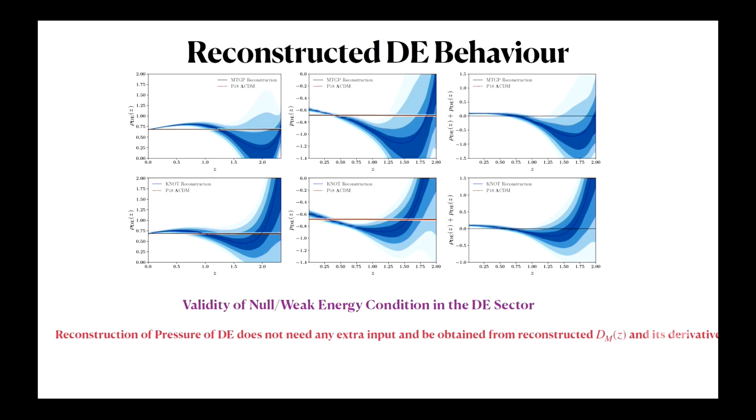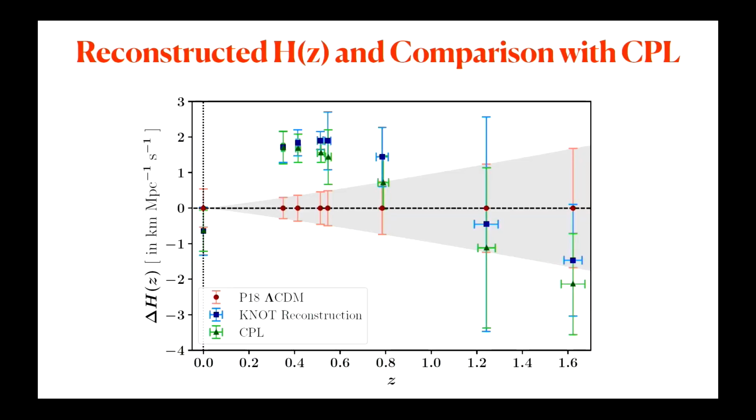Let's say you have the CPL results with the CMB, all these chains. You do the same thing for the CPL and compare with ours, fine. So these are the results. The red points are basically the Planck numbers at these 7 redshifts. The blue points are our knot-based reconstruction, and the green points are the CPL chains that we use with Planck, DESI DR2 and DESY5.